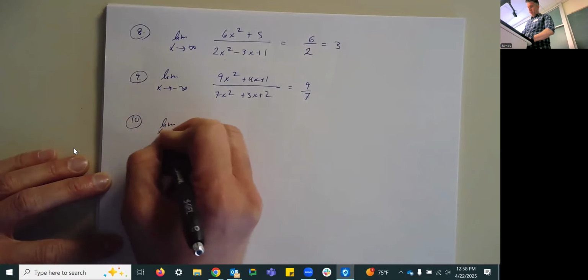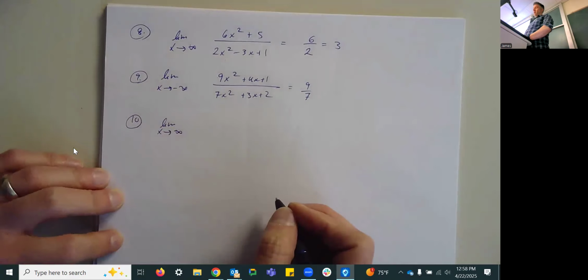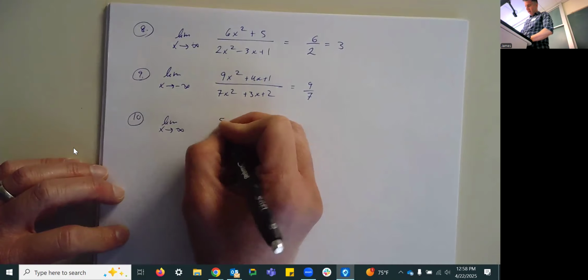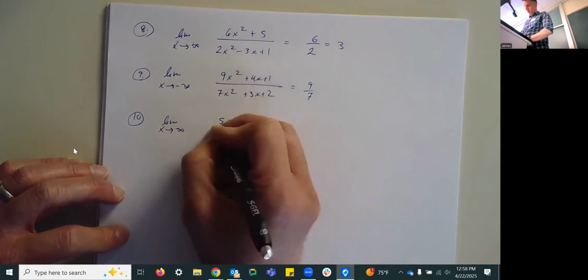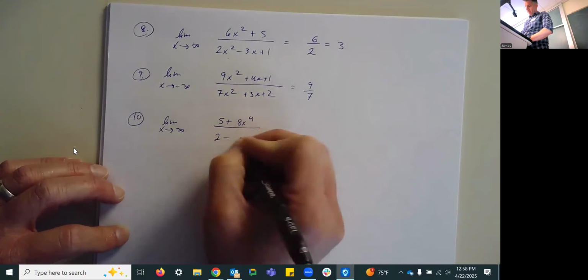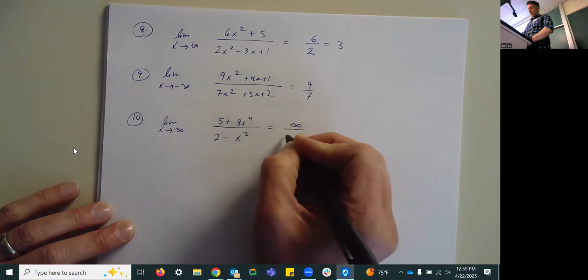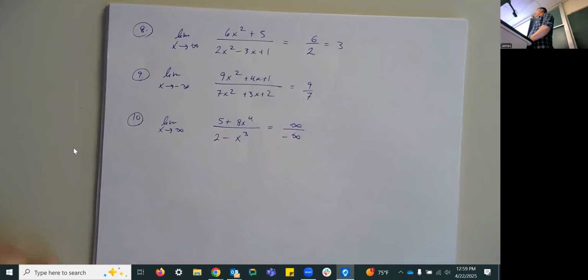Let's look at something like this. The limit as x approaches infinity of 5 plus 8x to the 4th over 2 minus x cubed. Okay, well, that's a whole world of grossness. If you were to plug it in, the top would be getting infinitely large. The bottom would be getting negatively infinitely large. So you'd have infinity divided by negative infinity. And just like 0 over 0, that's something that requires more work.